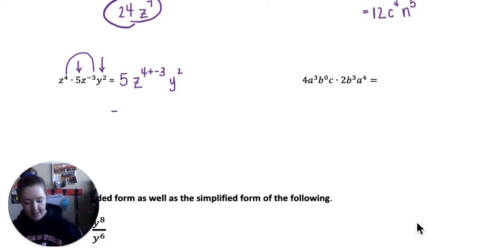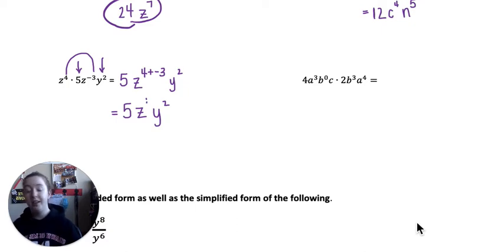Now we'll go ahead and simplify. We have that 5. Z to the 4 plus -3 means it's z to the 1st, or just plain old z. You can have a 1 there if you'd like. And then we have our y squared.